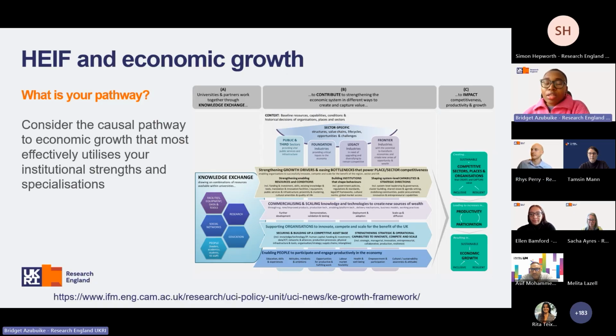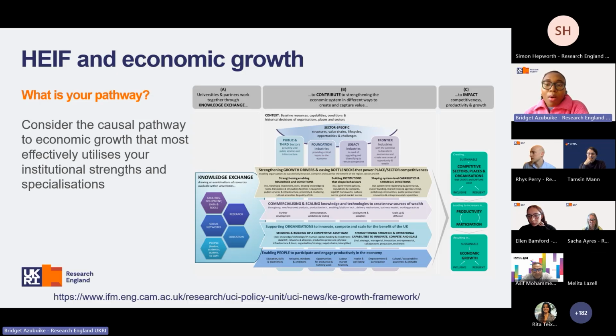Thanks, Rhys. So to support HEIFs in finding the most appropriate pathway, we commissioned UCI to set out various ways different forms of KE can contribute to economic growth. As you see on the screen, this slide talks about these different pathways, and this full report was published on the same day as the P&P document, on this link on the slide here. So what we hope is that the diagram is helpful to show the broad definitional approach we are taking to growth, and therefore the diversity of KE pathways that we recognise can be taken to achieve this objective.